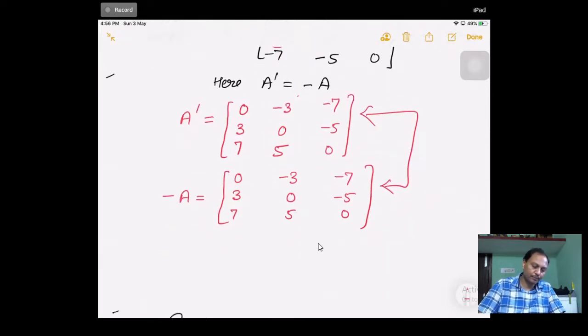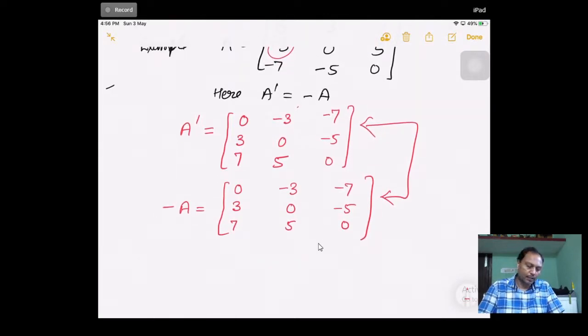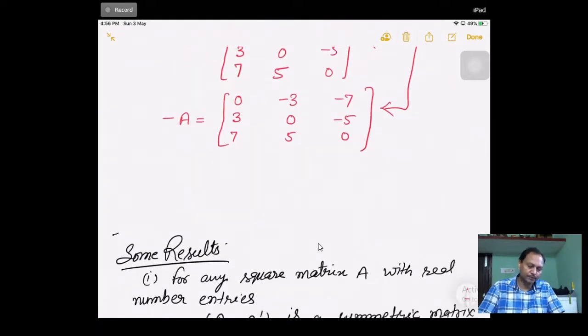Both are the same. So the given matrix A is a skew-symmetric matrix, because here the transpose of that matrix is equal to the negative of that matrix. So this is an example of a skew-symmetric matrix.